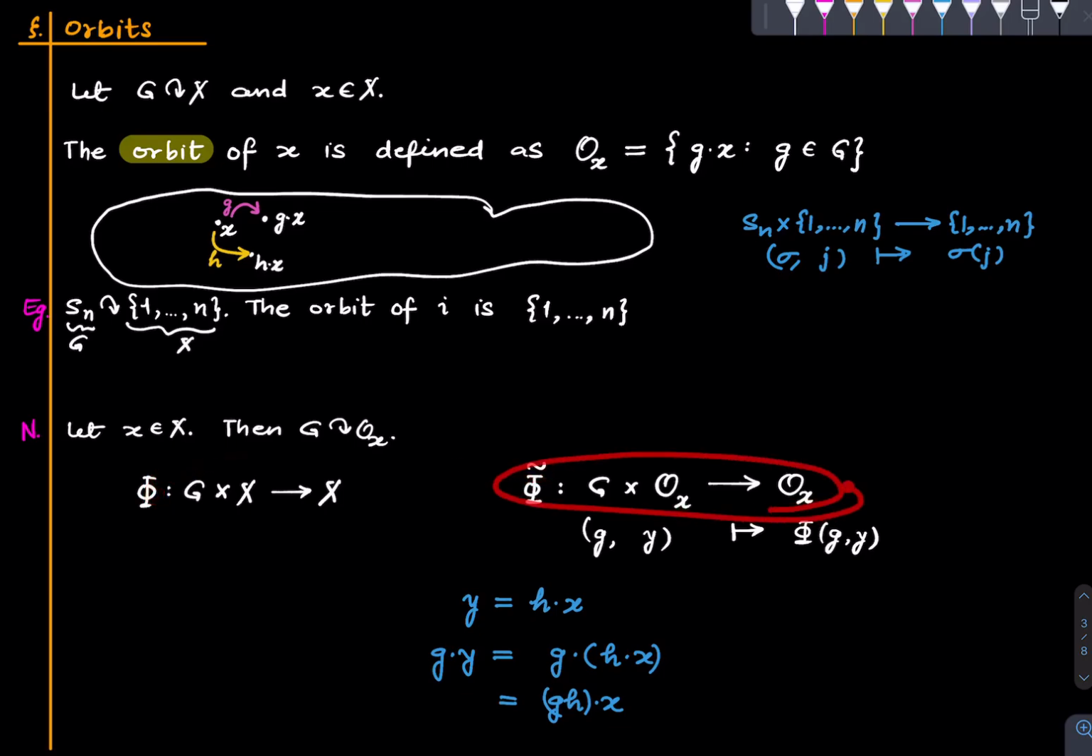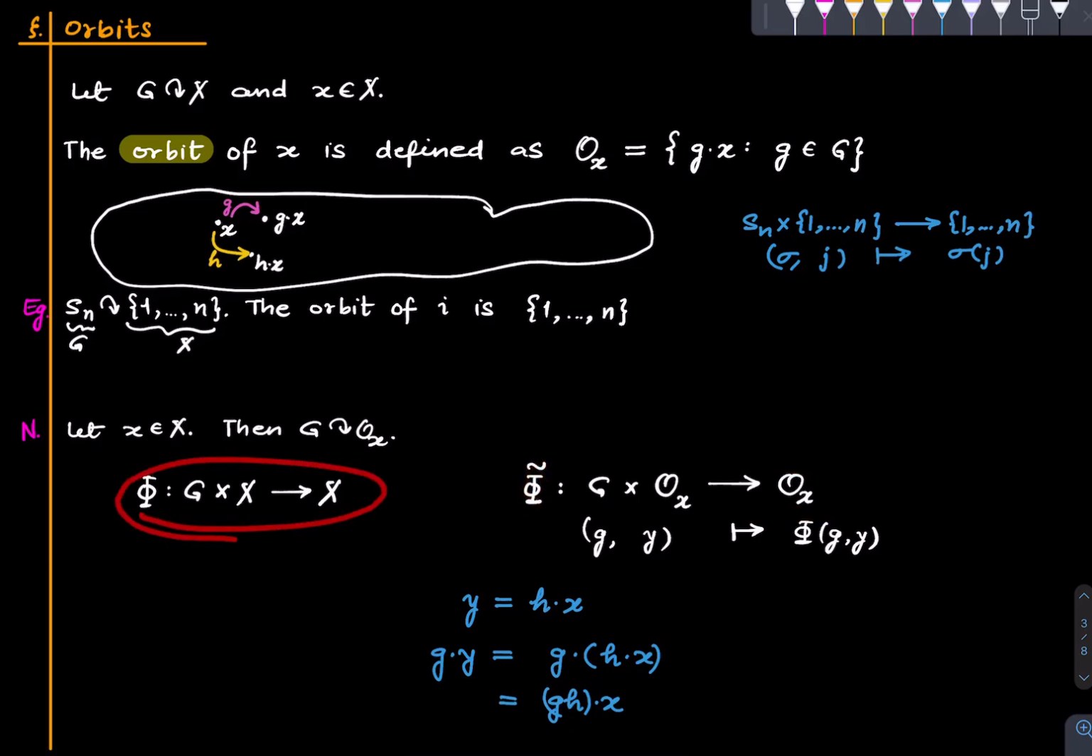The two properties which confirm that phi tilde is indeed an action obviously hold, because they hold in the bigger setting. So that's that. And this is an important remark, that if you have an action on a set X, then you can always restrict the action to any orbit. You fix an orbit and you get a restricted action. So in some sense, this is another example of an abstract group action.